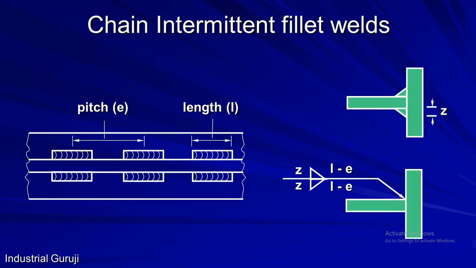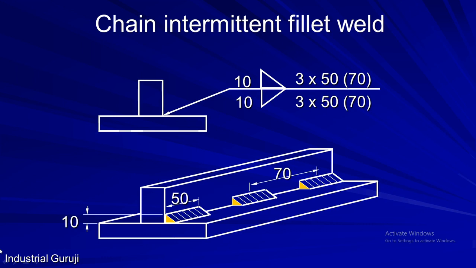Now let's see how to draw weld symbols for intermittent fillet welds. Here, word chain is used as fillet welds are identical and at similar pitch on both sides. Guys, always remember in AWS A2.4, pitch should always be the center to center distance between two welds. So here, 3 welds with 10 mm leg length, 50 mm length are given and the center to center distance given is 70 mm. So we'll show symbol like this.